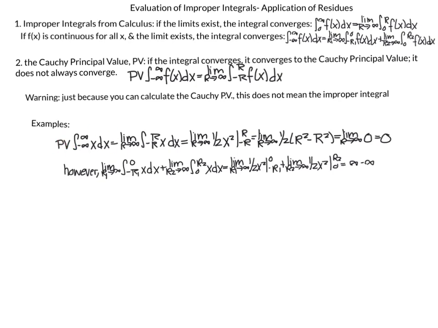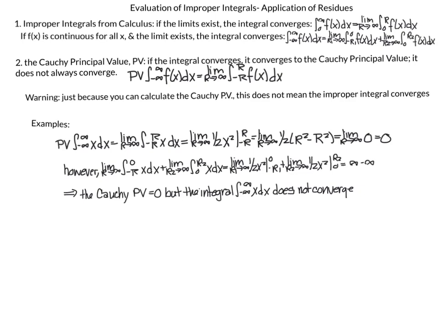The Cauchy principal value has a very clear definition, but this is really how we should be doing this integral. You can see then that will give us the limit as r1 approaches infinity of 1/2 x squared from 0 to negative r1, plus the limit as r2 approaches infinity of 1/2 x squared from 0 to r2. So here we're going to get an infinity minus another infinity, which is undefined.